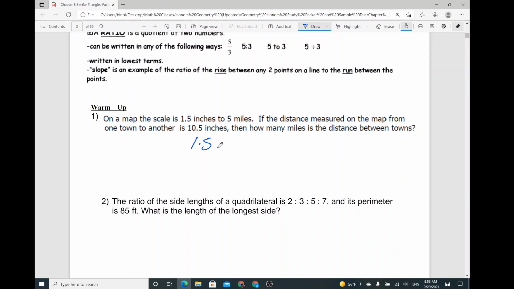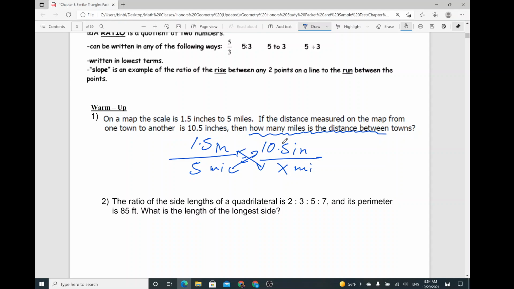So 1.5 inches versus 5 miles. This one is just giving you the standard scale. And then after that, we want to put in that 10.5 inches on the top. This one's a word problem, since we don't know the miles of the actual distance between the towns, that's why we need to set it as a variable, x miles. And then all you need to do here is cross multiplication. So 5 times 10.5 and then 1.5 times x.